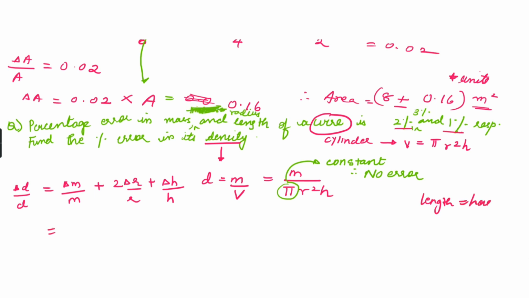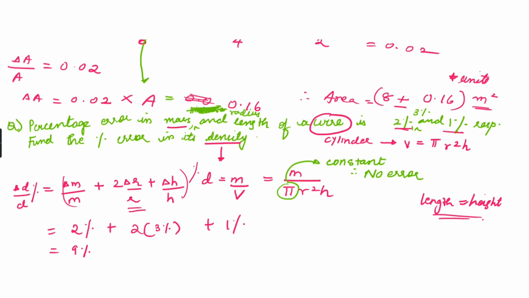So here everything is in relative error concept. When we multiply by 100, it becomes percentage error. So what we finally need is the percentage error, and everything is given in terms of percentages. So simply, into 100 on both sides, you can take del m by m into 100 as 2% plus 2 into 3% plus 1%. So when you add, you will get 9%. So this 9% is the final answer. So the percentage error in the density of that wire is 9%.